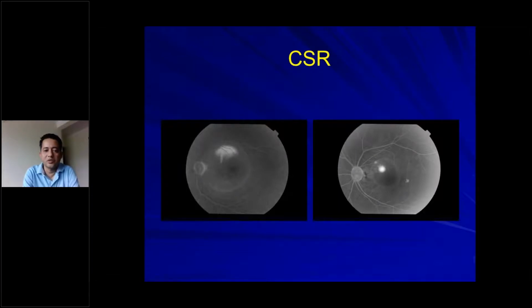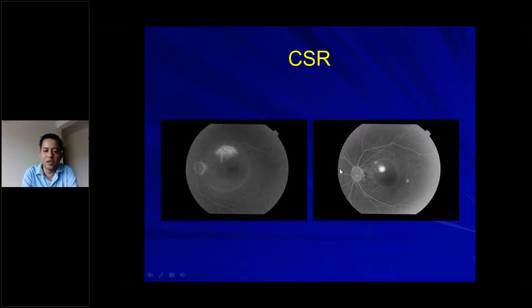Another indication you've probably seen is CSR. You can see 2 kinds of patterns. In CSR, there is actually pooling of the dye in the subretinal space. As you can see, there is a well-demarcated area where the dye is pooling. As you go into the later phases, the area becomes more hyperfluorescent because more and more dye will pool in this area.